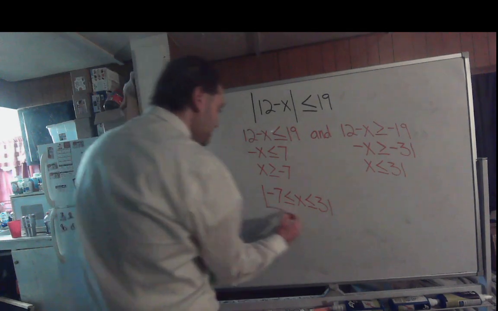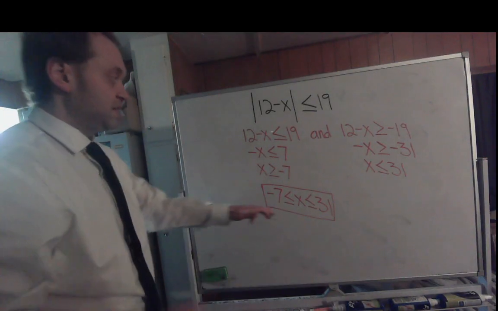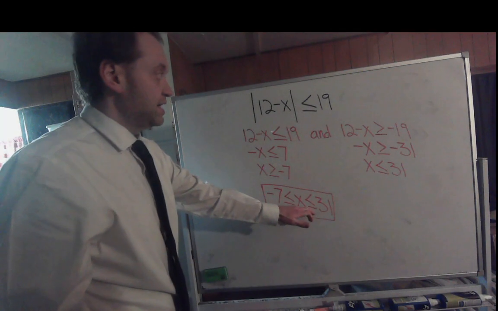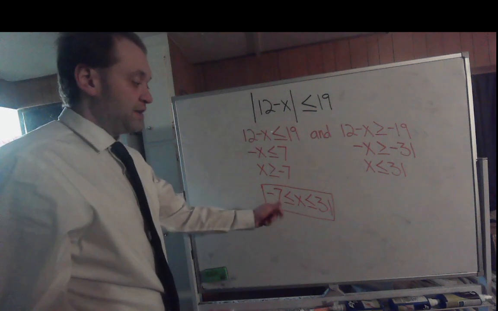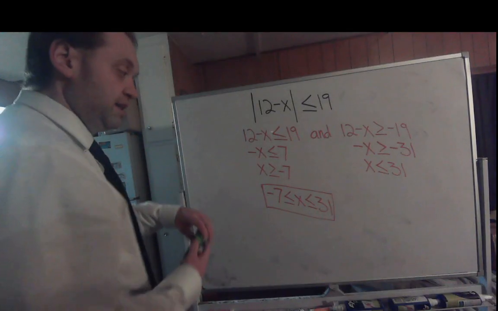So that's how you can write these inequalities. That's how you can write your solution. -7 is less than or equal to x, which is less than or equal to 31. And if you put any of those values in between the two numbers or the two numbers themselves, you would get a true statement.